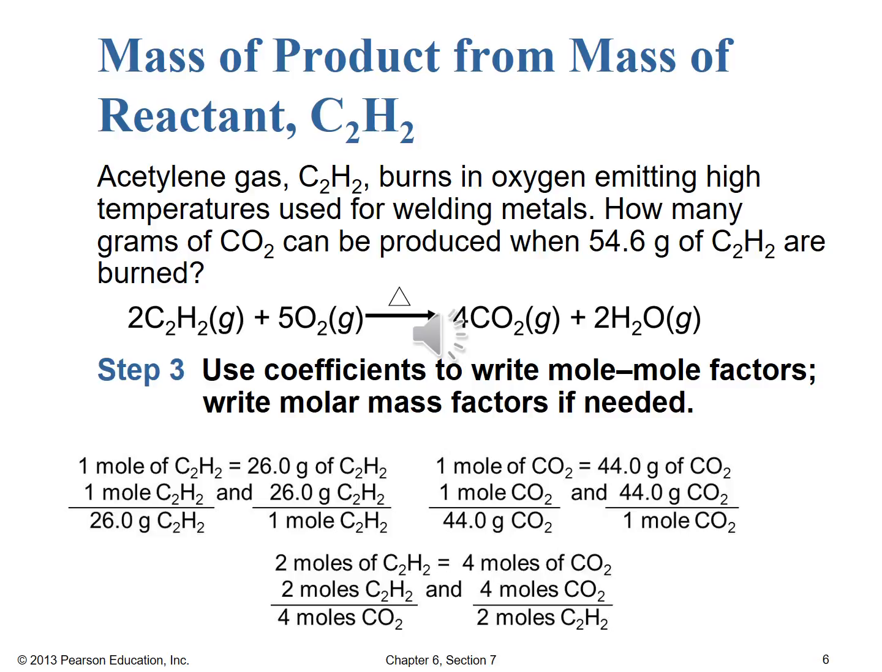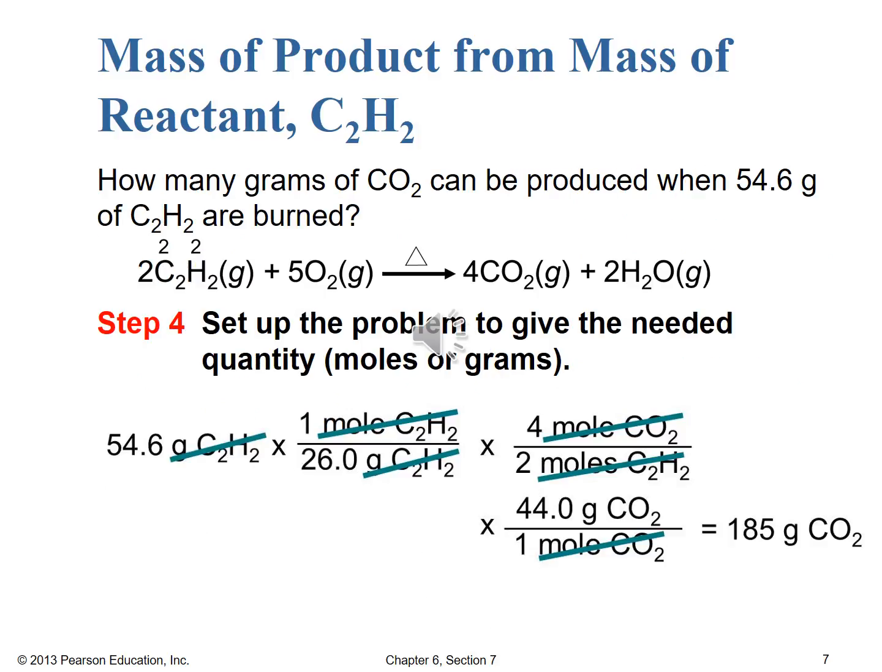From the balanced chemical equation, we see that for every 2 moles of acetylene gas that reacts, we produce 4 moles of carbon dioxide gas. So we know we're going to need those different conversion factors. It's just a matter of looking at the starting and ending quantities and figuring out how to set up that dimensional analysis strand so that we cancel the units that we need to cancel and end in the unit that we need. So we need to start in grams of acetylene and end in grams of carbon dioxide for this example. Now we're ready to complete our problem here in step 4.